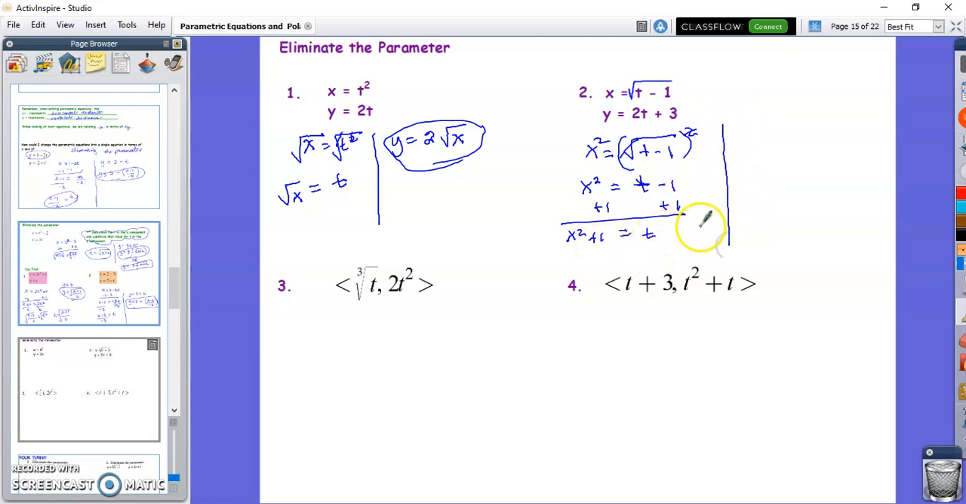Once I solve that, again, I'm going to plug that into my y component. Y is equal to 2 times x squared plus 1, plus 3. So y is equal to, I'm going to distribute the 2. This is a simple equation, so you can simplify further. We will have 2x squared plus 2 plus 3. So my y will be equal to 2x squared plus 5.